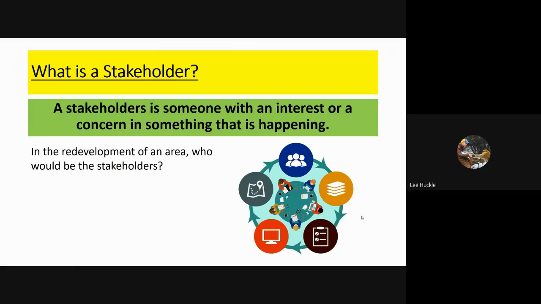And then in the redevelopment of an area, who would be the stakeholders? So these are just examples. If you're regenerating a place, it could be the national government and the local government, the councils, local people, businesses, specialist groups. It depends on the place, the community, and what's taking place.